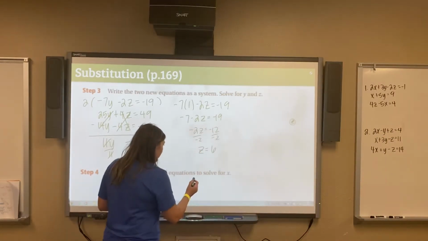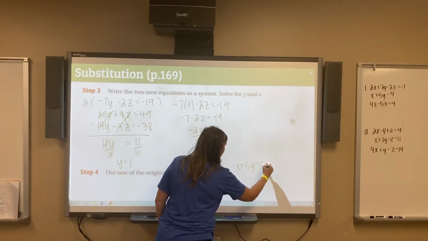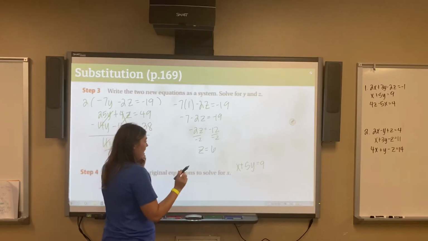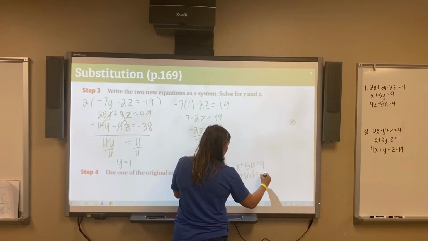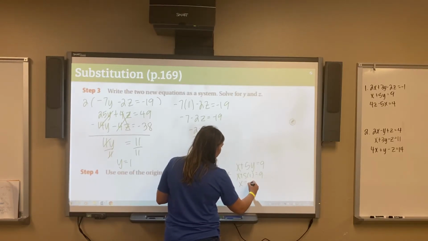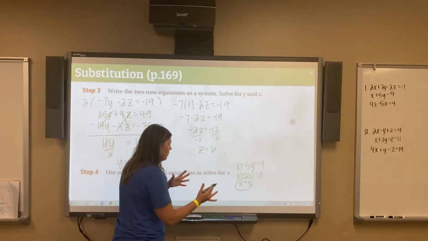So we have x plus 5y equals 9. Okay, we know our y is 1. So x plus 5 times 1 equals 9. Well, that's just 5. So x plus 5 equals 9, so x would be 4. That's not our answer. That's what x is.